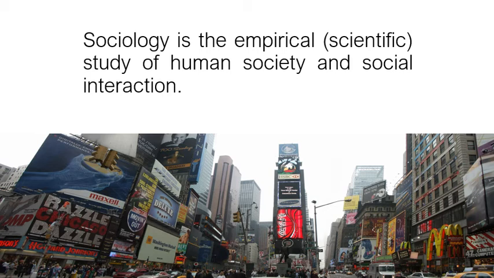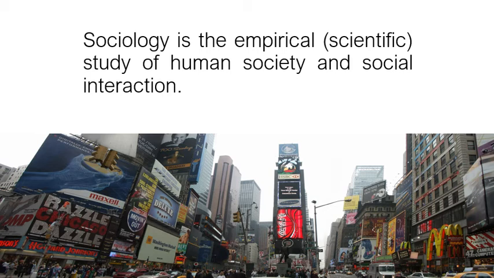There's a definition that appears in the textbook and lots that you can find online, but the definition that I have on the screen here, I think captures both the breadth and the depth of what sociology has to offer. So, sociology is the empirical or scientific study of human society and social interactions. This definition is short, but it packs a punch. There's a few components that I want to hone in on.